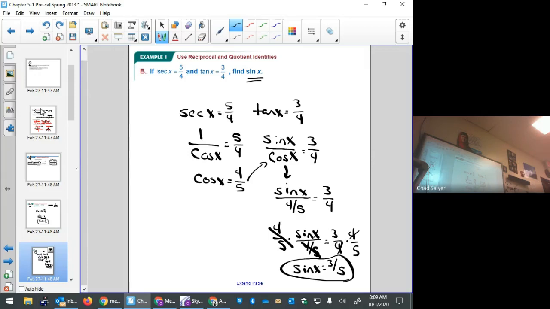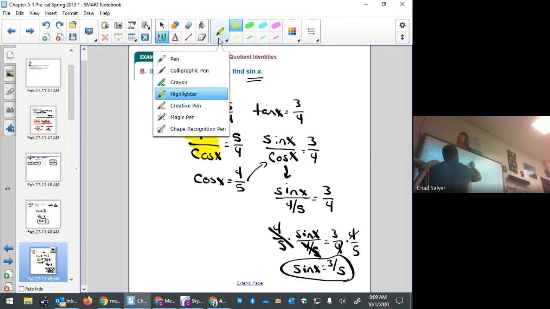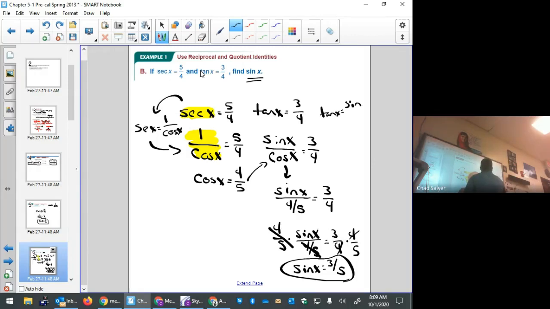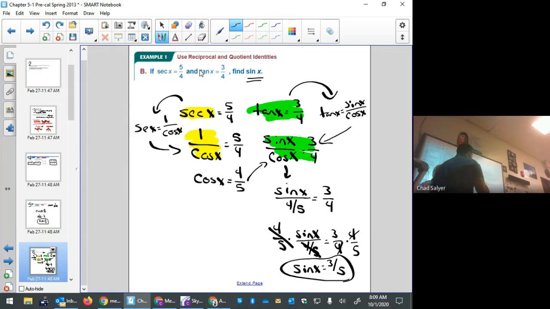So the identities I applied were from this step to this step. I used secant X equals 1 over cosine X. Remember, that's always true. And then over here, I did tangent X equals sine X over cosine X. Another identity that's always true. So that's the part where we applied the identity. The rest of it's just algebra.